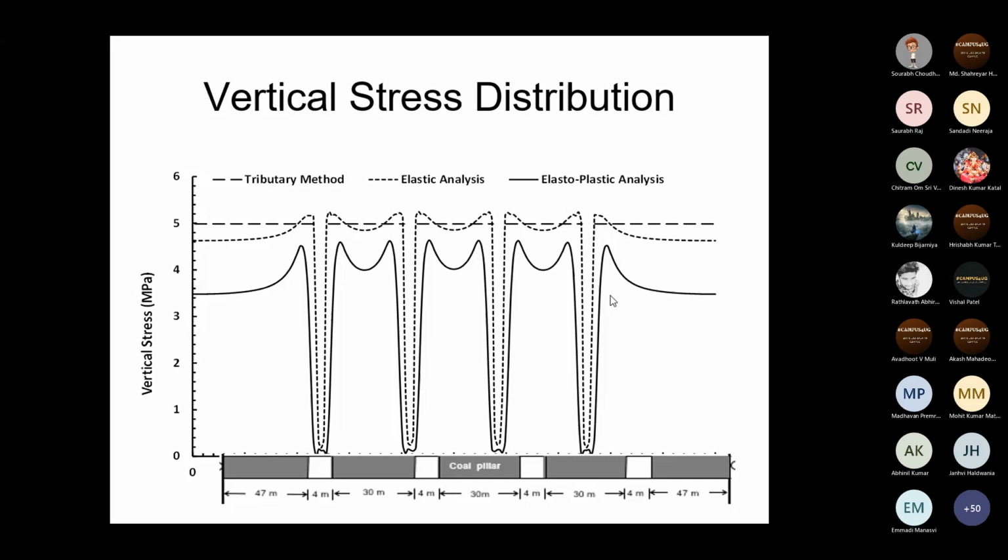So, induced stress. What is happening in this first method, the tributary area method? Is there any induced stress? In the tributary area method, what is a straight line telling you? What is this straight line telling you?